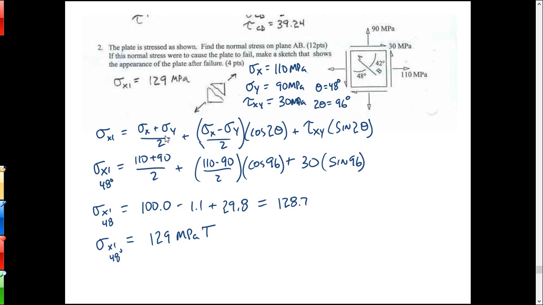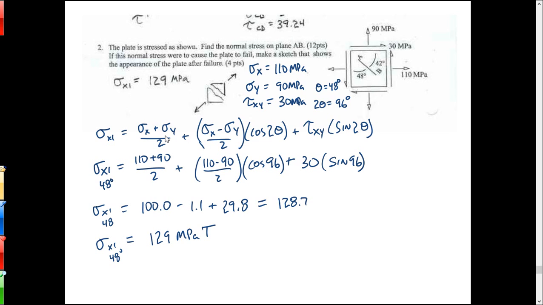Now, if I don't give you the angle and I say, what's the biggest stress in the element, then you got to find the angle first, and then once you've found it, you got to add 45 to get to the shear plane, right? So that's what you got to do on the ones where you're finding the maximum normal stress and shear. But if you're just told find the stress on this plane, just plug the angles into the formula. That's all there is to it. Okay.